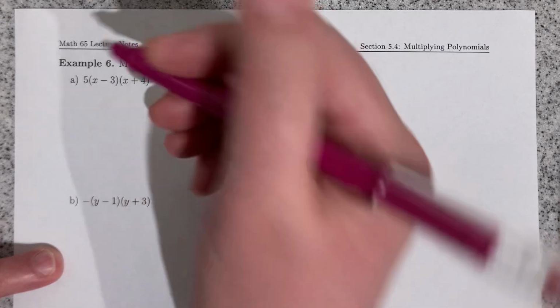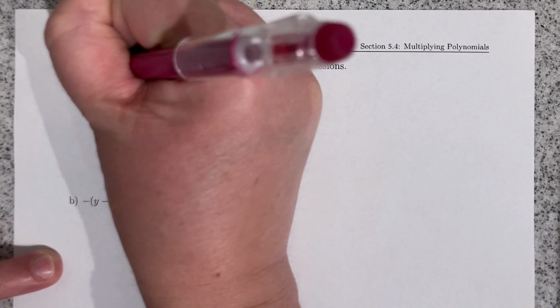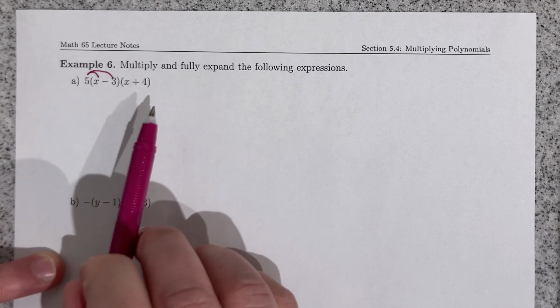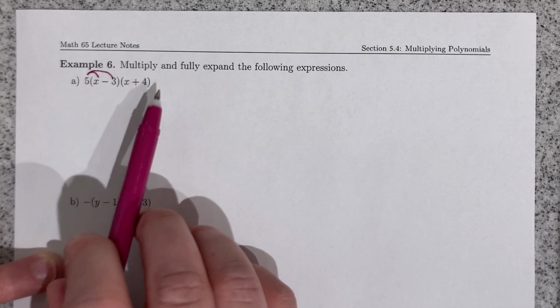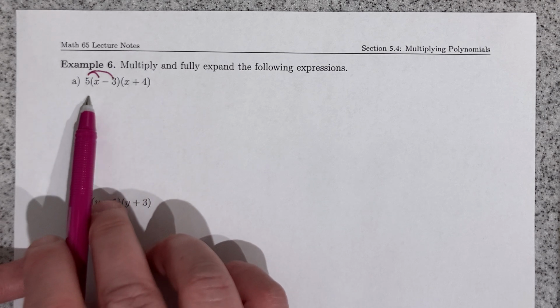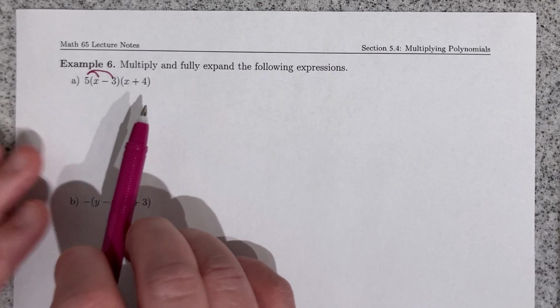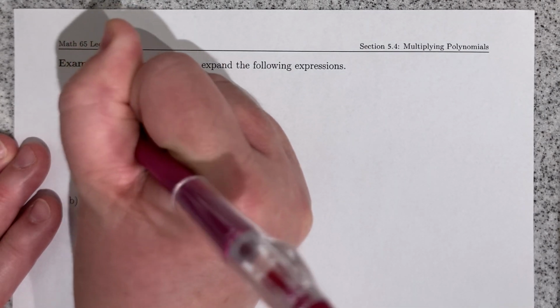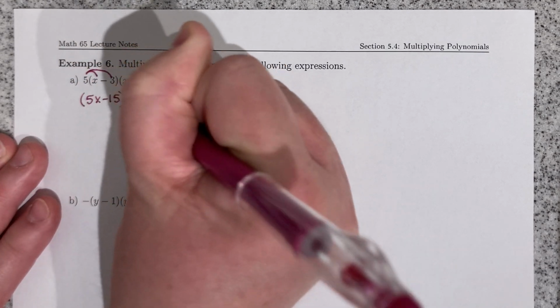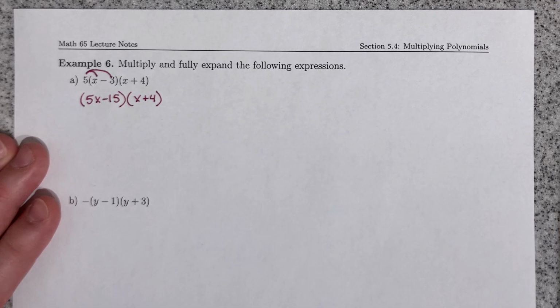And the answer is that number can distribute inside one of the parentheses, not both. If you end up multiplying both parentheses by 5, you're really multiplying by 25 at that point. But we want to multiply the 5 just inside one of the parentheses. So then it's 5x minus 15 times x plus 4. And now we can decide FOIL or box method.